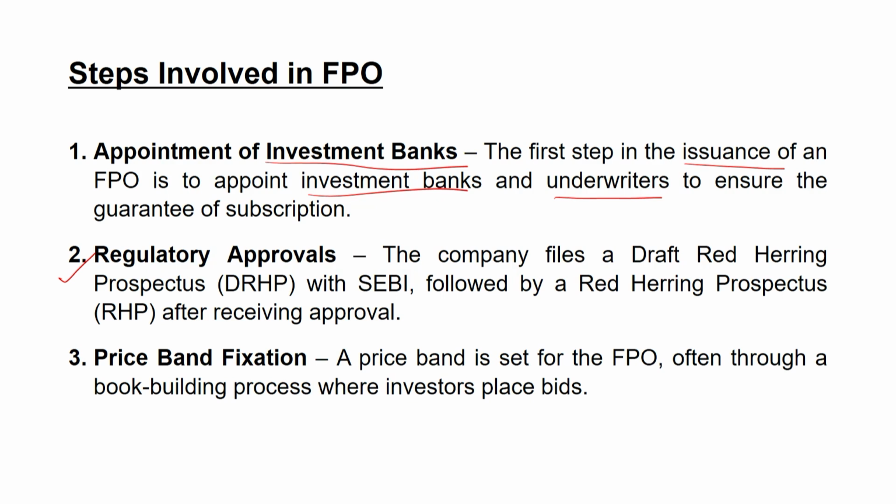The company needs to again file a draft red herring prospectus with SEBI, followed by the red herring prospectus after receiving the approval of SEBI. First you need to submit the draft and then you need to issue the red herring prospectus on various platforms with the help of SEBI and other regulatory bodies. Then price band fixation is done. A price band is set for the FPO, often with the help of the book building process, where investors can place bids for the purchase of the shares in the market.